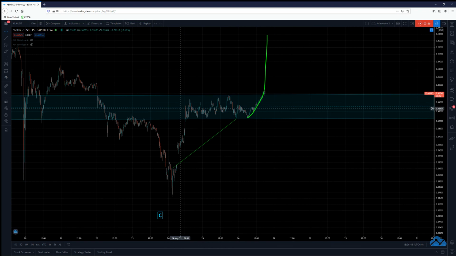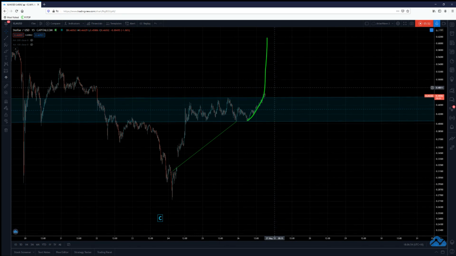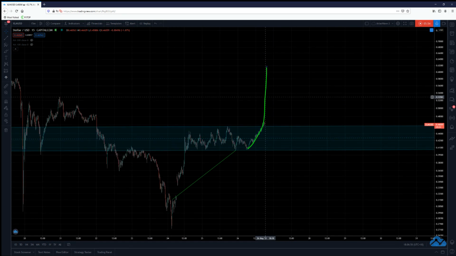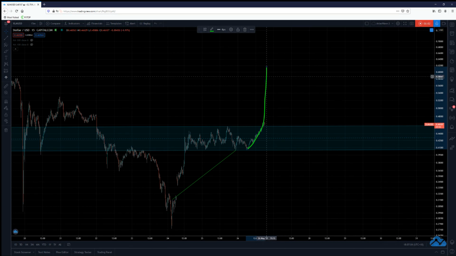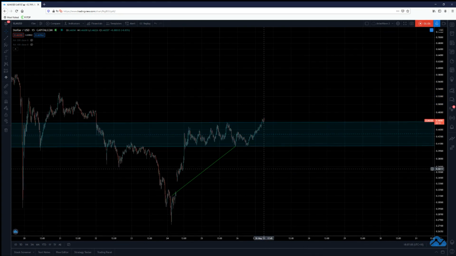So strong is this trend that the correction looked impulsive. So you can just imagine what is coming next. This thing's going to skyrocket in a short amount of time. Okay, so that's basically what I wanted to say.